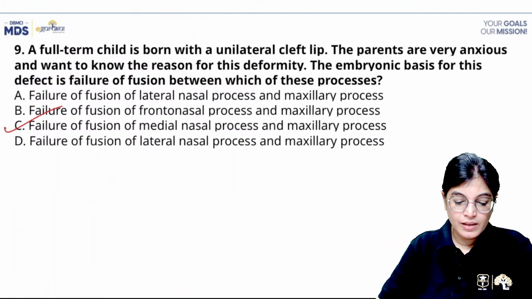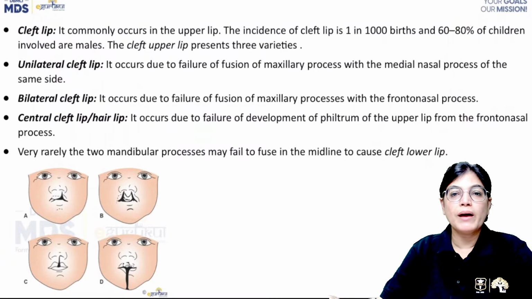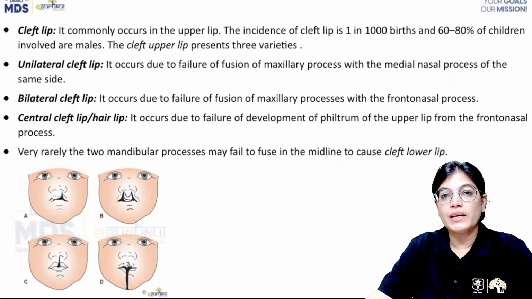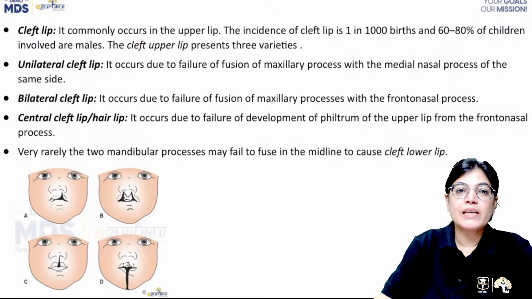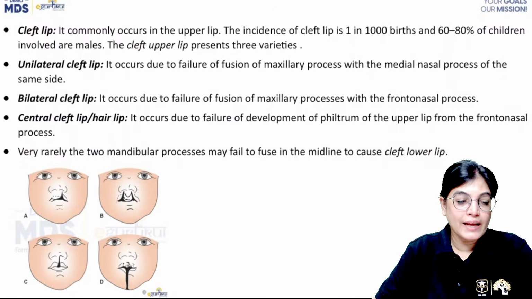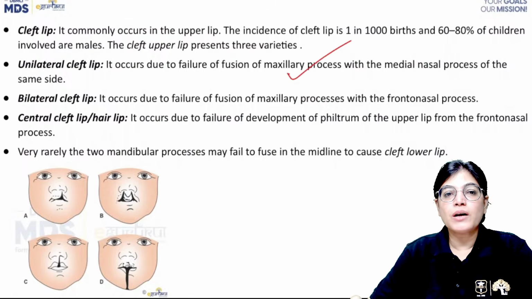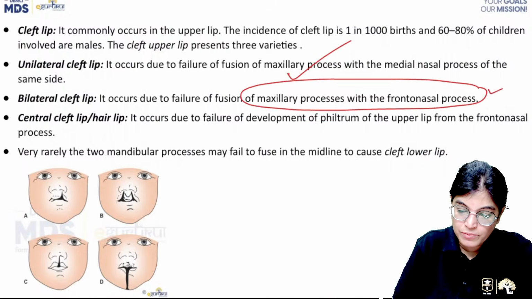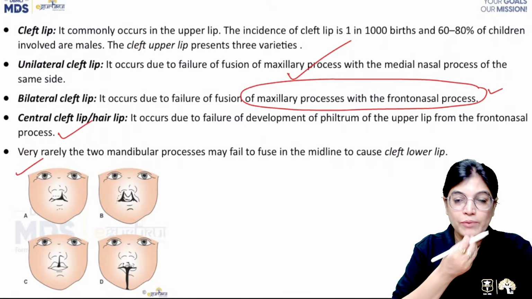Okay, dear. So basically, actually, this is a case of cleft lip, and we know cleft lip has four common varieties. Cleft lip is more common in males, and it is present as 1 in 1,000 births, and it is more common in males as compared to females. And they have four types, in which unilateral cleft lip is more common, and this is due to the non-fusion of maxillary process with medial nasal process. If I talk about bilateral cleft lip, it is due to the non-fusion of frontonasal process with the maxillary process. Central cleft lip and the cleft of lower lip are very uncommon.